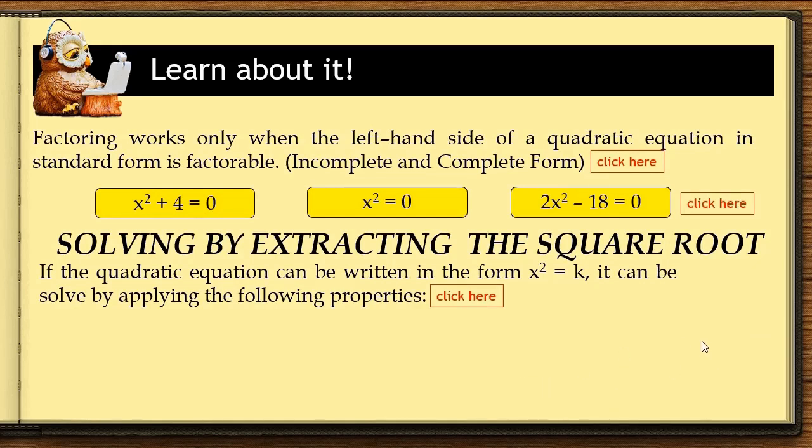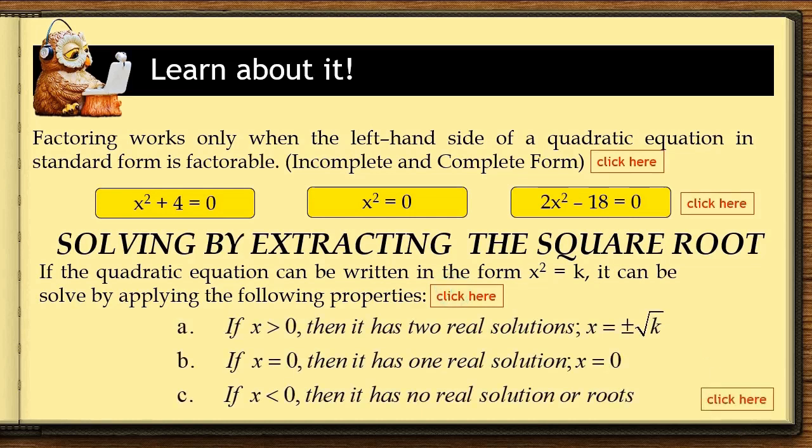If the quadratic equation can be written in the form x squared equals k, it can be solved by applying the following properties. First, if k is greater than 0, then it has two real solutions, positive and negative square root of k. If k is 0, then it has one real solution, x is equal to 0. But if k is less than 0, then it has no real solutions or roots.